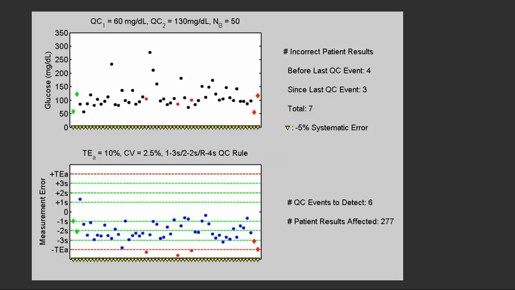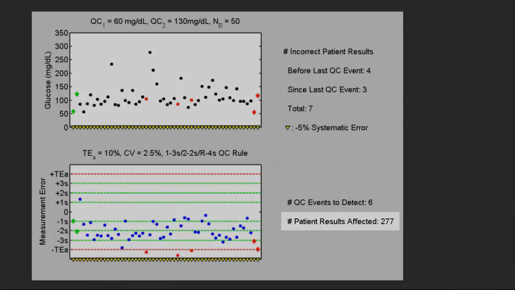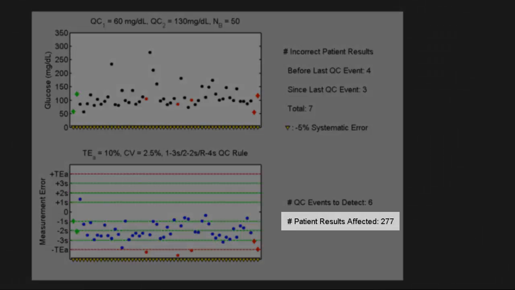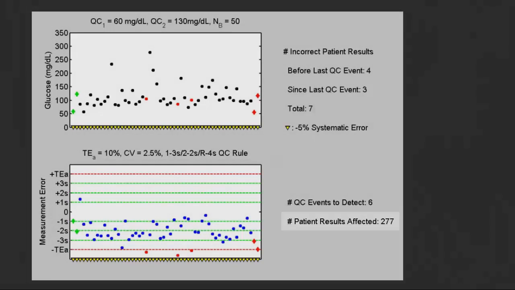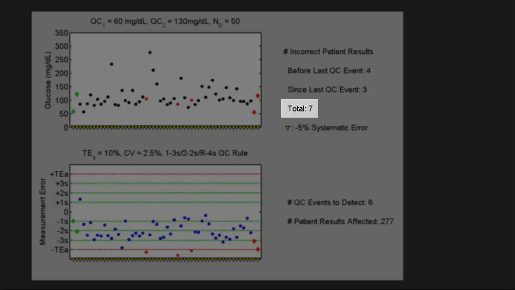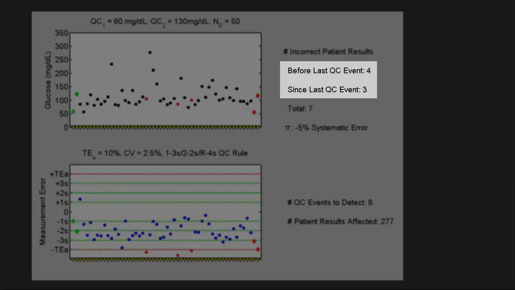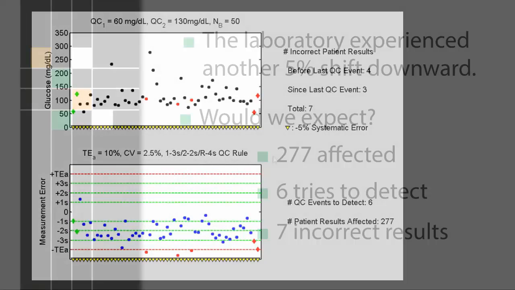So in this case, where a 5% shift has occurred, it took 6 QC events to detect it. And 277 patient results were affected by the out-of-control condition. 7 of those 277 were unacceptable. 3 of those have occurred since the last acceptable QC event, and 4 were prior to the last acceptable QC.